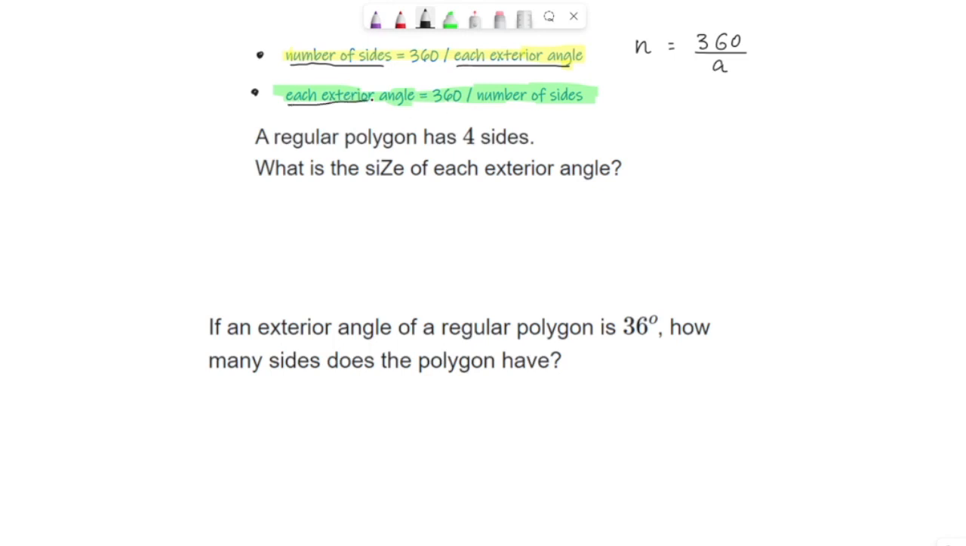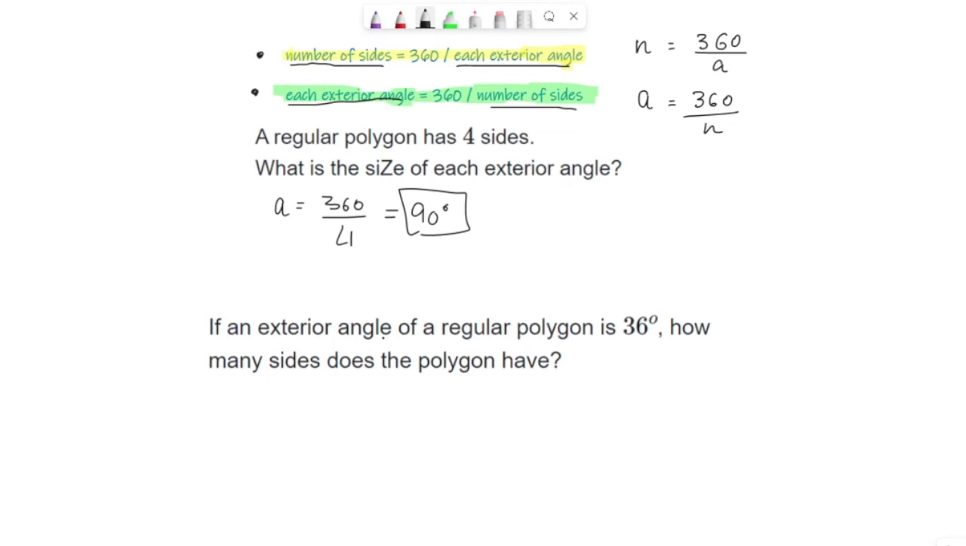And if you're looking for each exterior angle and number of sides are given to you, you will do the same thing. So each exterior angle is equal to 360 divided by number of sides. And this is how you will find your answer in these two questions. So this question is: a regular polygon has 4 sides. What is the size of each exterior angle? So to know the size of each exterior angle, you should do 360 divided by number of sides. So 360 divided by 4 gives you 90. So each exterior angle is 90 degrees.